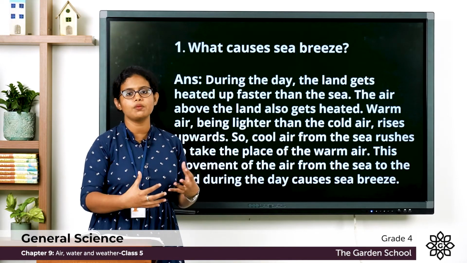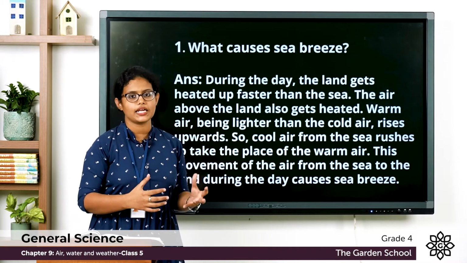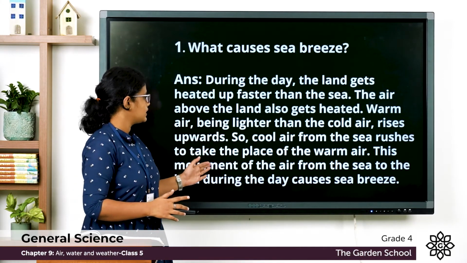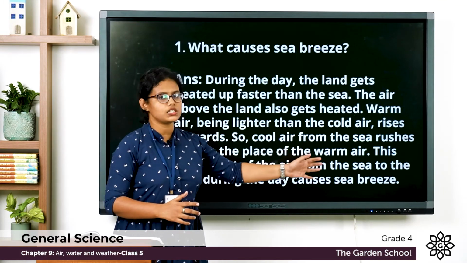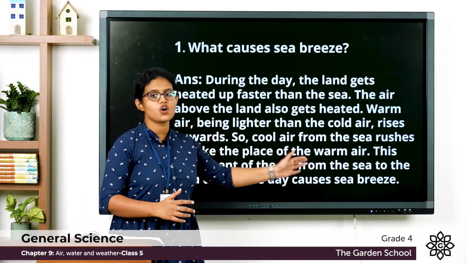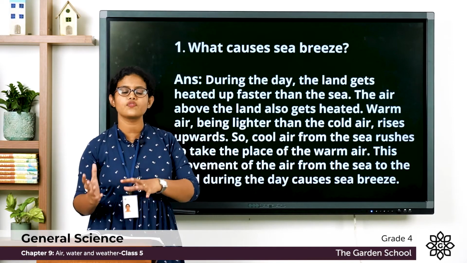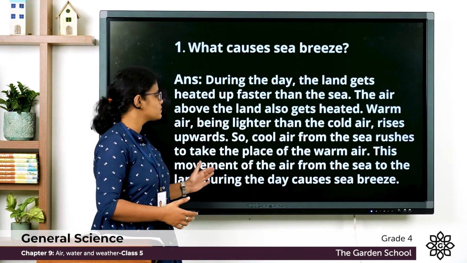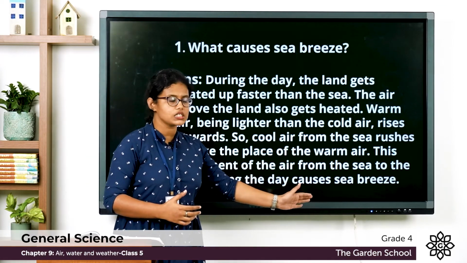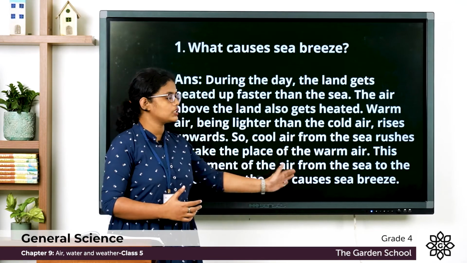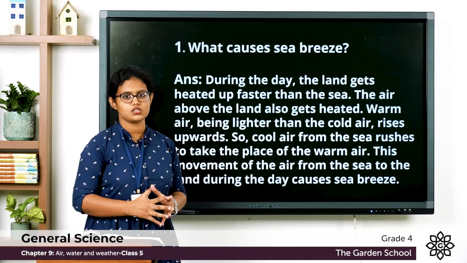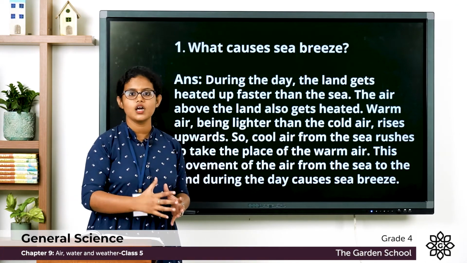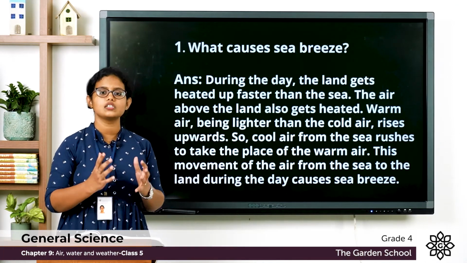So what happens when the air becomes warmer? It becomes lighter. So the warm, light air rises upwards. Then cool air from the sea rushes to take the place of warm air. So this movement of air from the sea to the land during the day causes sea breeze.